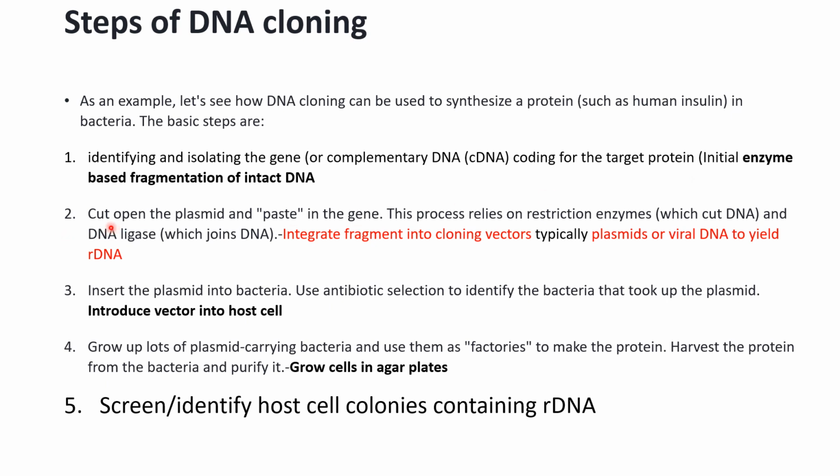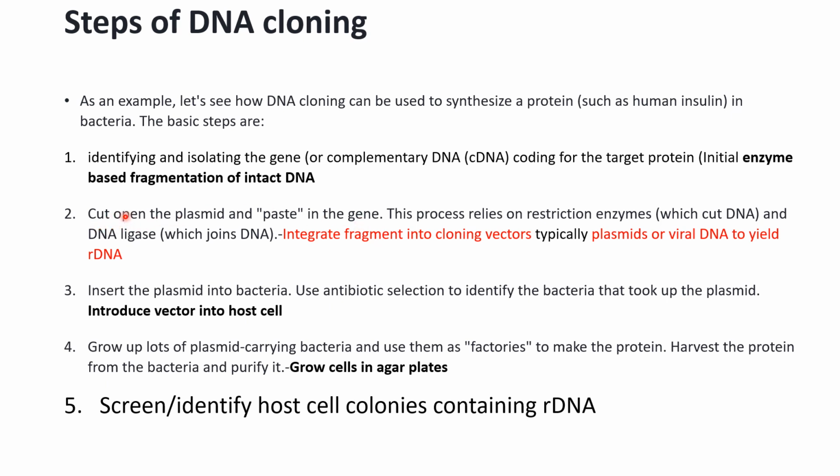Then number 2, you cut open the plasmid and paste the gene. So 1, identify the gene that codes for insulin and isolate it. After you isolate it, it now needs to be pasted into the plasmid. Remember, a plasmid is a circular DNA which is found in bacteria.